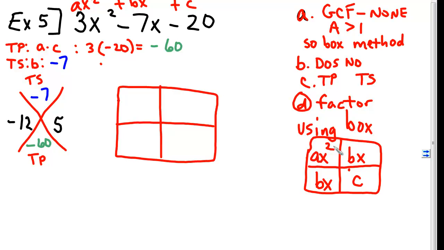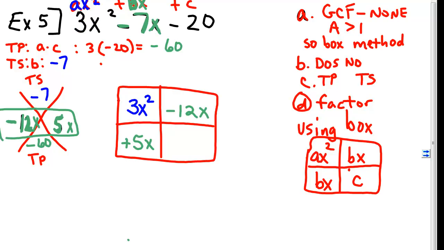Remember, in this left corner it's ax squared, in the bottom right corner it's c, and the two middle boxes are my b's. So 3x squared is my a, x squared. I put that in the box. The negative 12x plus 5x goes into the diagonals. And negative 20 is the last piece of the box. The greatest common factor out of the first row is 3x. The greatest common factor out of the second row is 5.